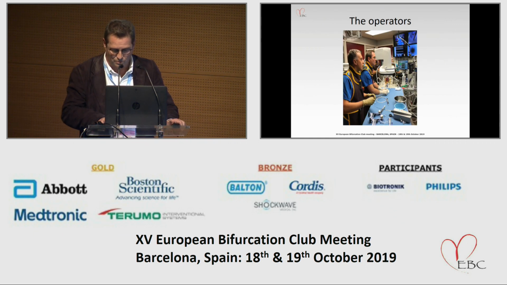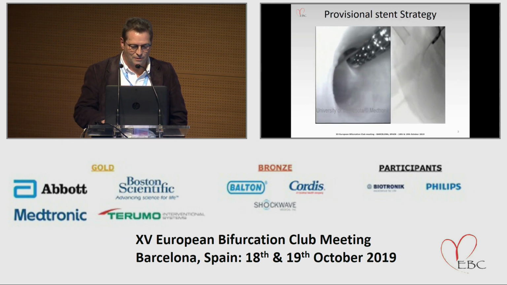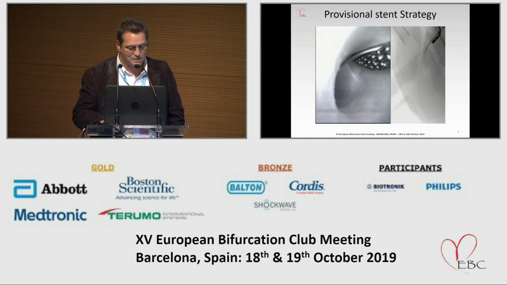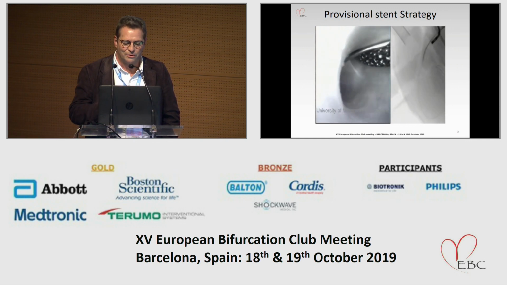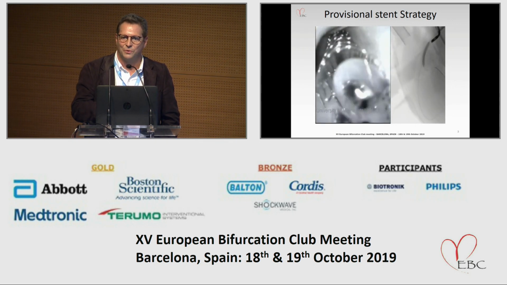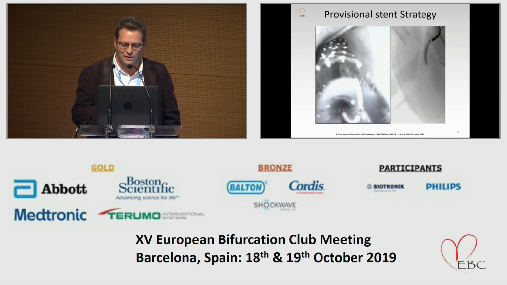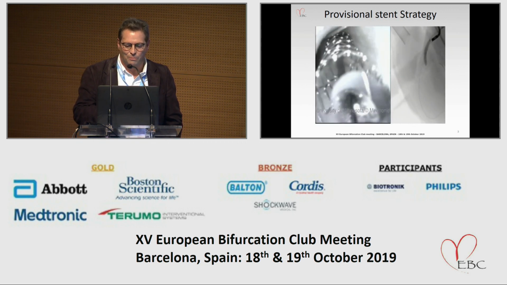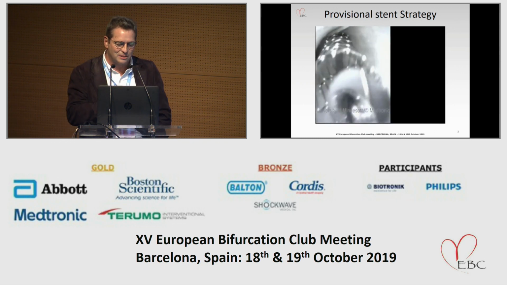These are the operators. You have seen this picture. And there we have the provisional stenting strategy. So again, you can see what you do. You can see that the wires were not actually really as we think they are. They are twisted already. We can't see that very clearly in angio, but maybe we have appreciation of it in the right panel. But you can see exactly what we do.